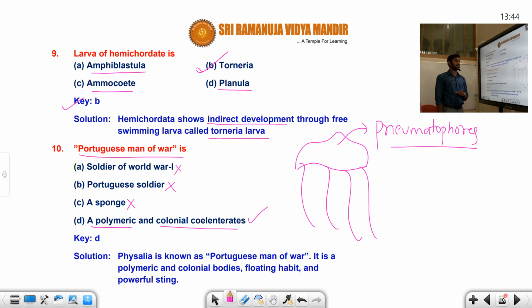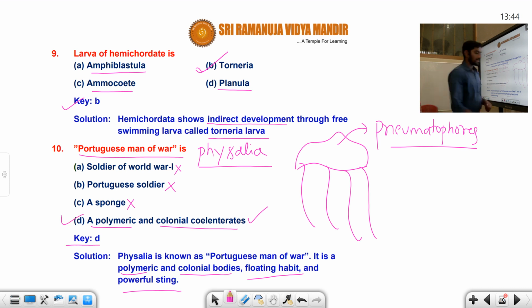A common example of the Portuguese man of war is Physalia. It has polymeric and colonial bodies, a floating habitat and a powerful sting. The powerful sting is required for attacking the prey. So this is the information about the Portuguese man of war. It is a polymeric and colonial Coelenterate. The 10th option is D. The next one is the 11th one.